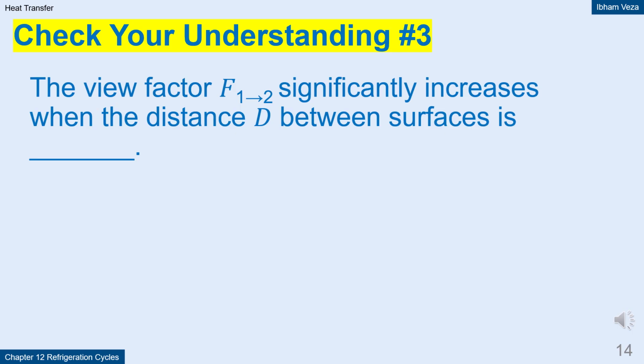This question emphasizes that the separation distance between surfaces has a very strong influence on the view factor. Physically, surfaces that are closer can see each other more. This increases the fraction of radiative energy exchanged. This concept is important in compact system design. Controlling distance is often the most effective way to control radiative heat transfer.